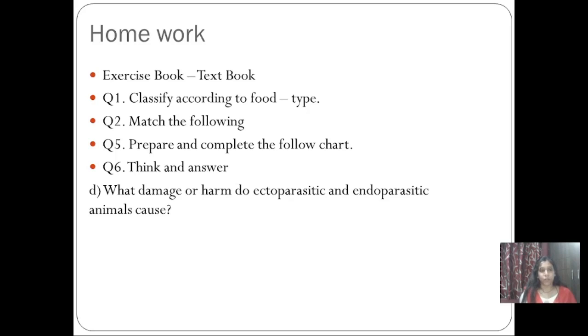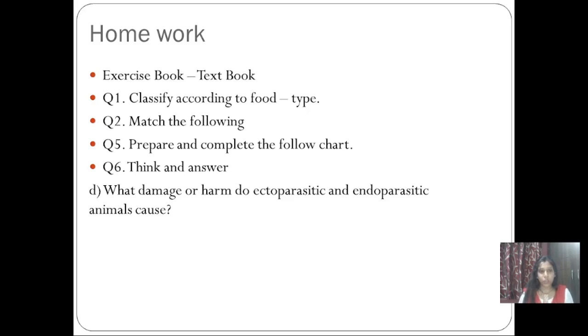Question number 5: prepare and complete the flowchart. It's very simple, children, you just have to complete the flowchart. It is about nutrition of plants and animals. Autotrophic is given, and I know you know the other two also. In animals, parasitic nutrition is given, and we have just done the types of nutrition in animals, so it is holozoic and saprozoic. And the last part also, insectivorous and the parasitic, ectoparasitic, and you know the second part also.